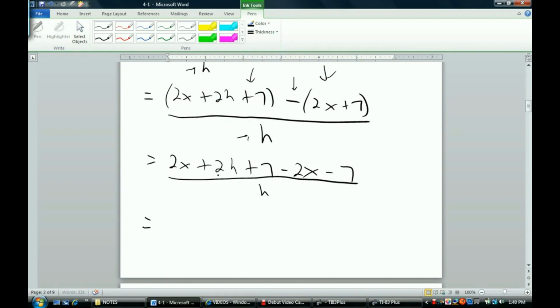Now what I'm going to do is clean up my numerator. I have this 2x and this minus 2x, which becomes 0, which means they cancel out. Then I have 7 minus 7, which is also 0, and that cancels out, leaving 2h over h. Now, this 2h was from the numerator, and then my h that's on the bottom is the denominator. Then these h's will cancel, because they equal 1, and then 2 times 1 is just a 2. And that's my final answer. All that work for an answer of 2.